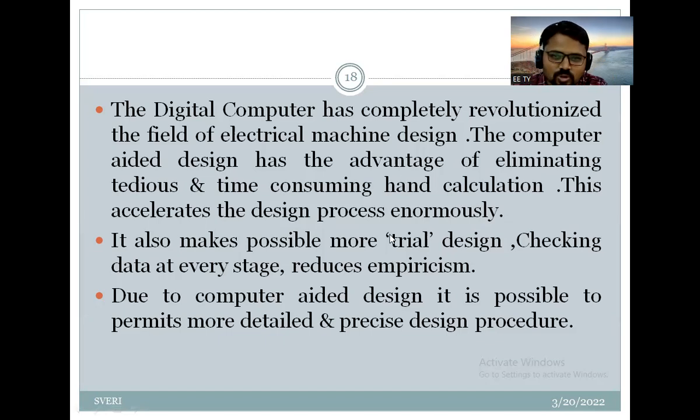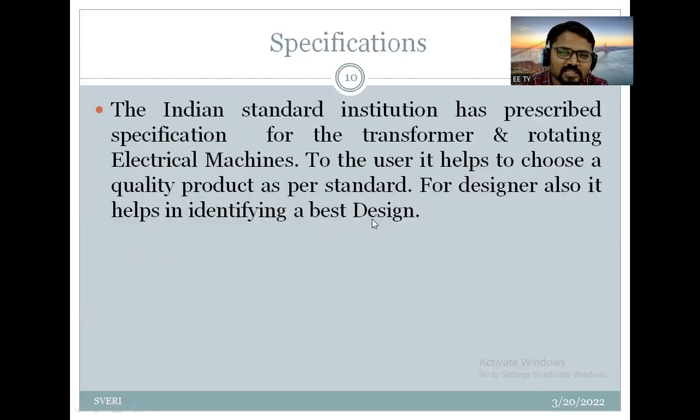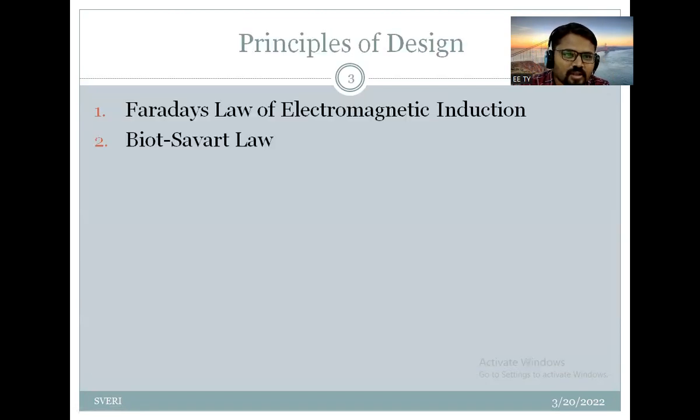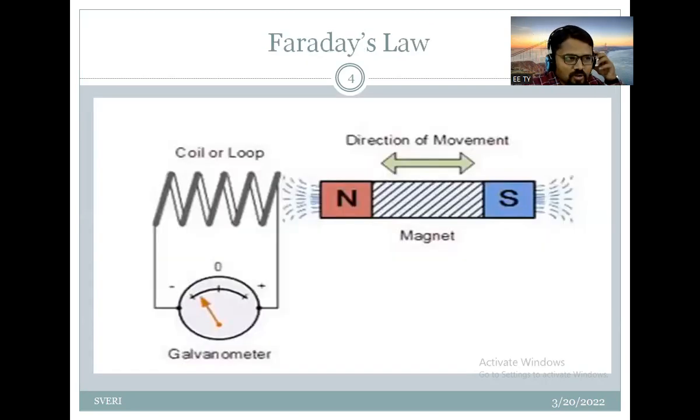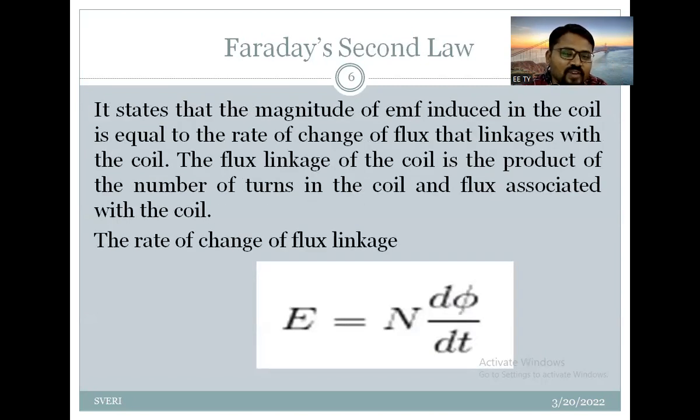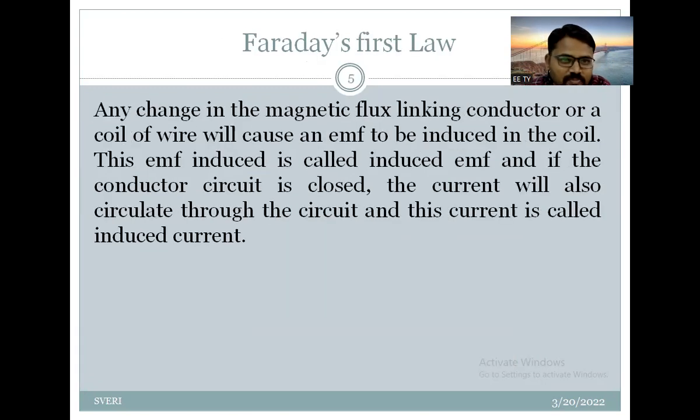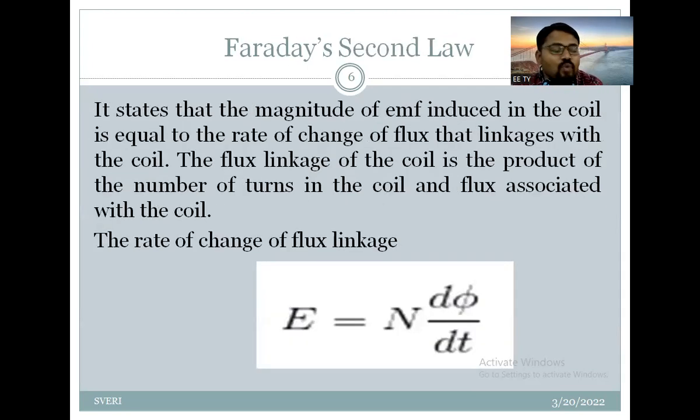So see, those who are not aware what we are seeing in chapter number one: our chapter started with the principles of the design. Into that we have seen two principles, Faraday's law and Biot-Savart law. Before that we studied which experiment Faraday performed and what the final conclusion was related to Faraday's first law. So this is Faraday's first law which we have studied. After that Faraday's second law. Don't confuse between Faraday's first law and Faraday's second law. Faraday's first law gives us that whenever the magnetic flux linking with the coil changes, EMF is induced. And what is the value of that induced EMF? That is given in Faraday's second law.